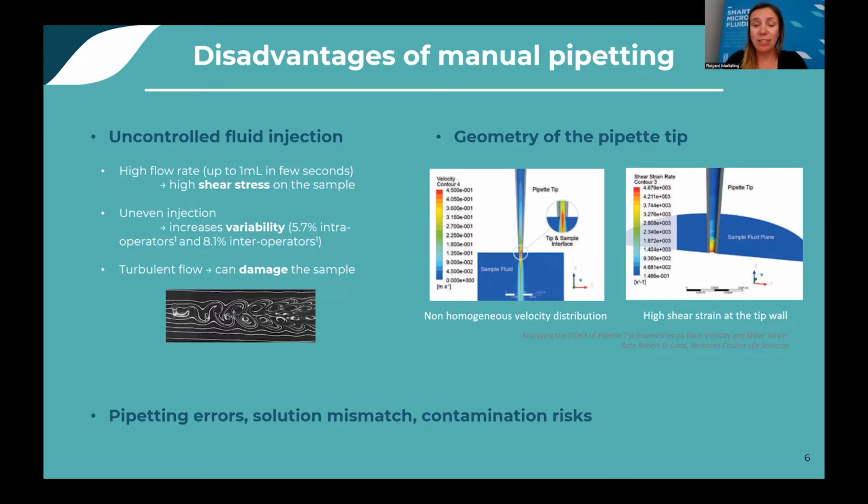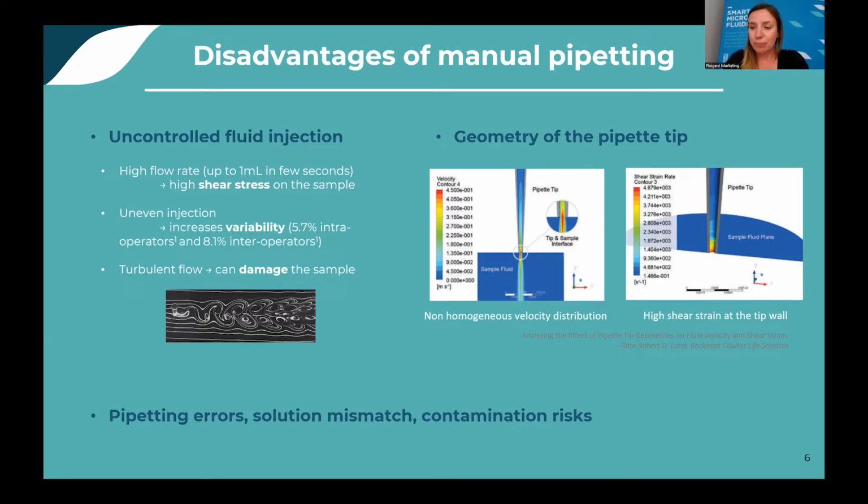In addition, the injection is rather uneven, which increases the variability both between experiments when the same person does the experiment, and even worse when comparing experiments performed by different operators. And the flow that is created by manual injection is turbulent, and this can damage your sample.